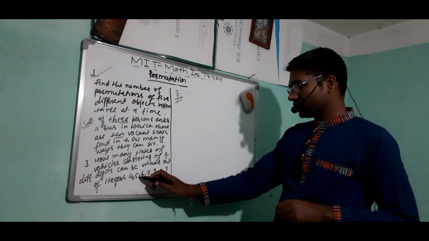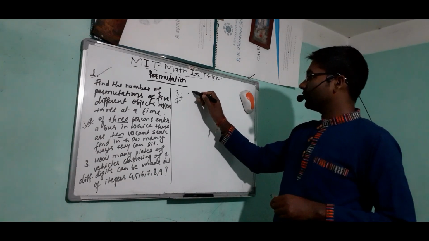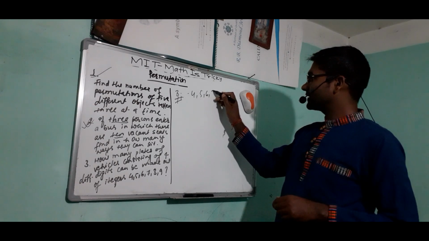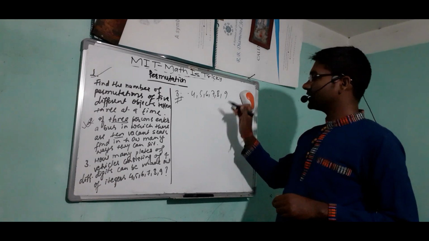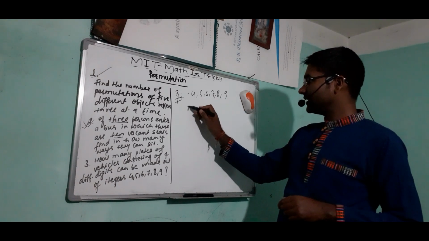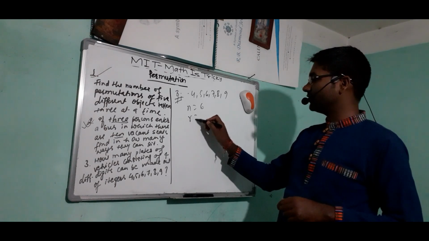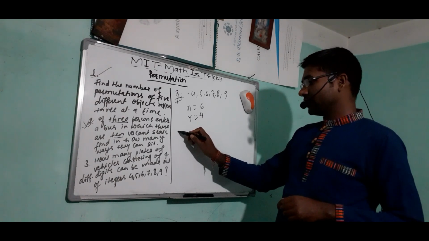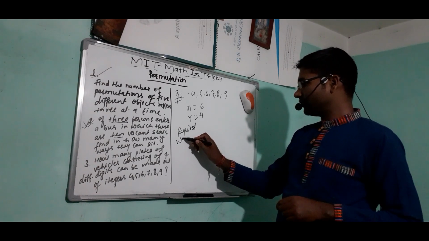That means 1, 2, 3, 4, 5, 6. We have here digits 4, 5, 6, 7, 8, 9. 1, 2, 3, 4, 5, 6. We have 6 digits, n equals 6. Now we have to choose only 4, that is r equals 4. So the required ways we can write here.